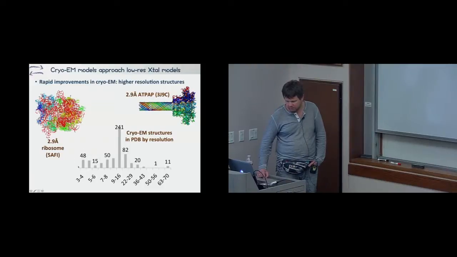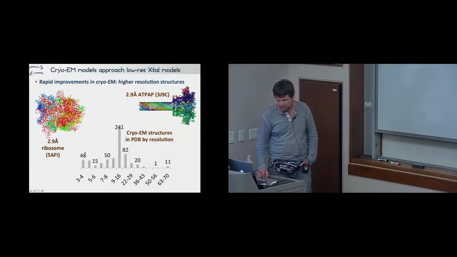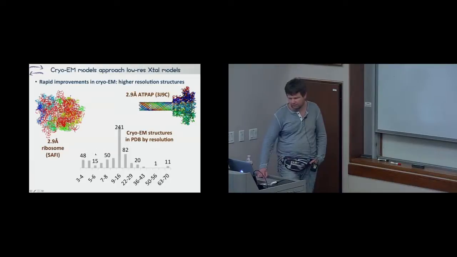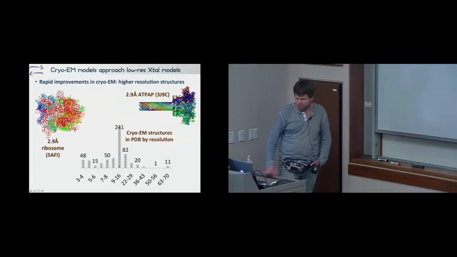You can see there are about 50 structures around 3 and 4 angstrom resolution, 15 or so at 5, 6, and so on. Of course, there are a bunch of very low resolution structures.